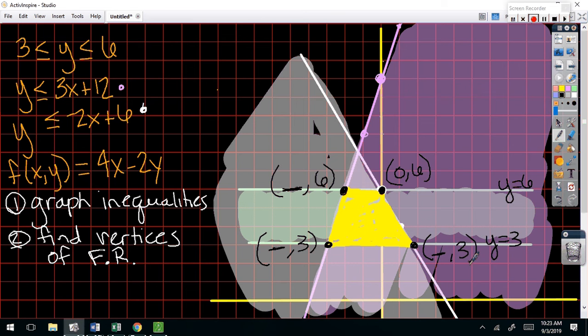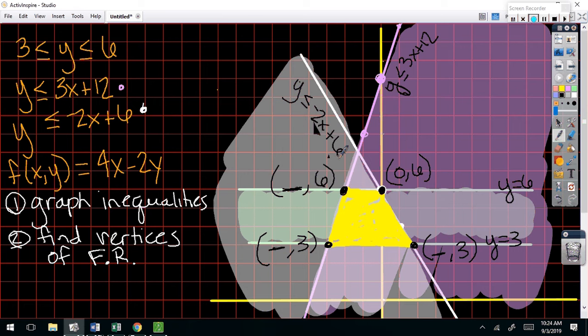The purple line is y is less than or equal to 3x plus 12. And I don't know what color this is. White is y is less than. And I'm just writing them on here so that you'll see what we're going to do.